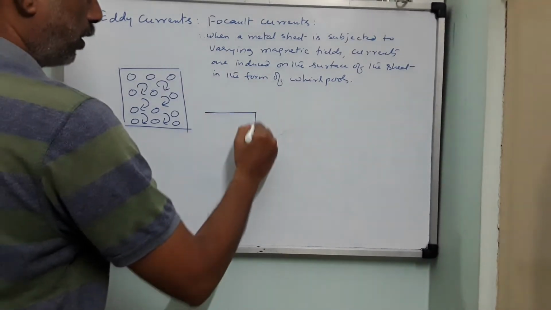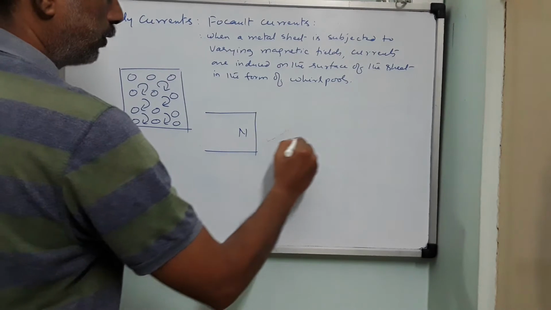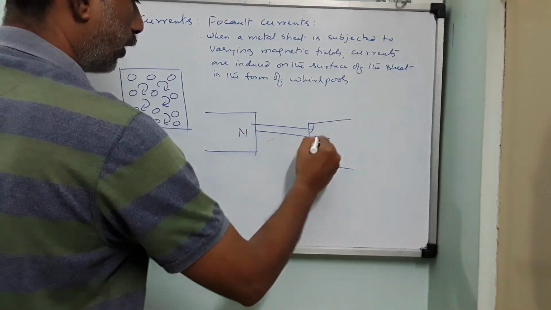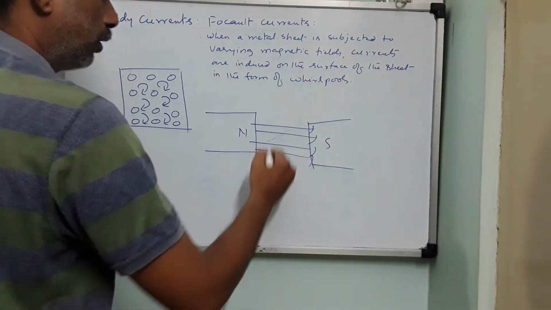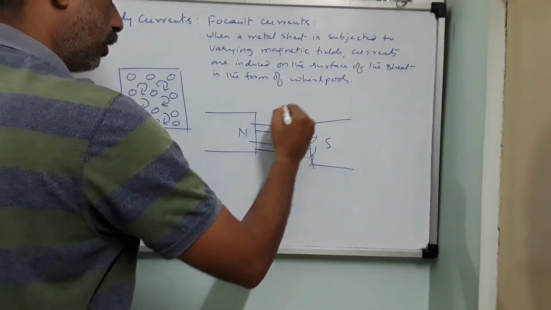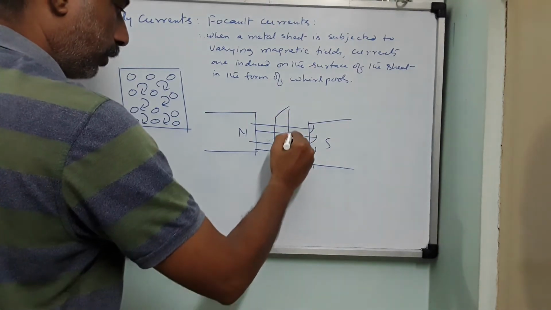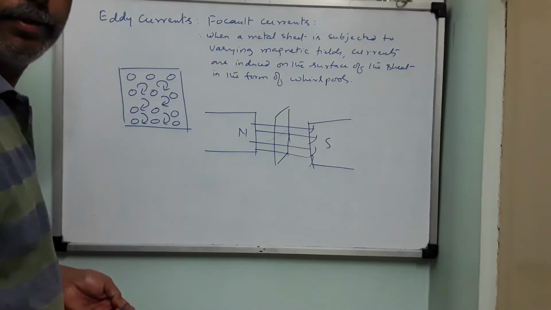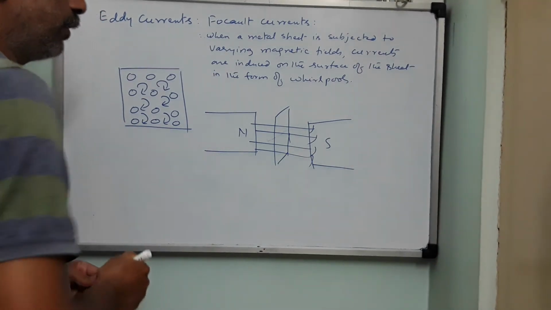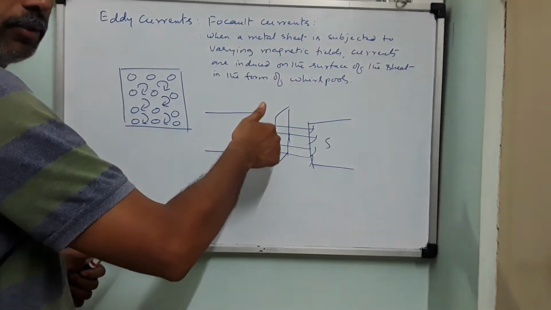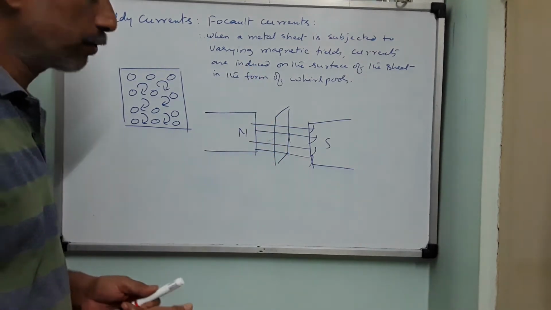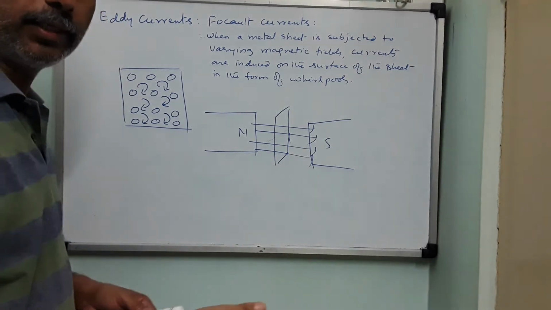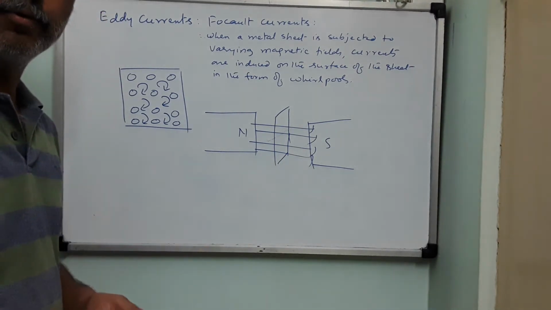Suppose you have a very strong north pole here and a very strong south pole here. So you have a strong magnetic field running from north to south. You take a sheet and move it in this magnetic field, up and down, up and down. Flux will be continuously increasing as it comes down, and because of the increase in flux, EMF is induced. Now as the sheet moves out, flux will be decreasing. Again, currents will be induced in the opposite direction.